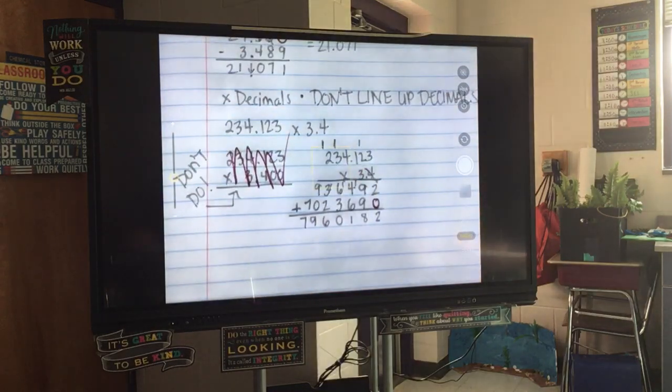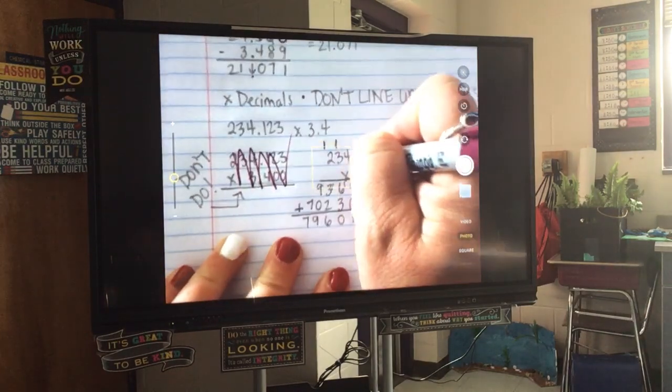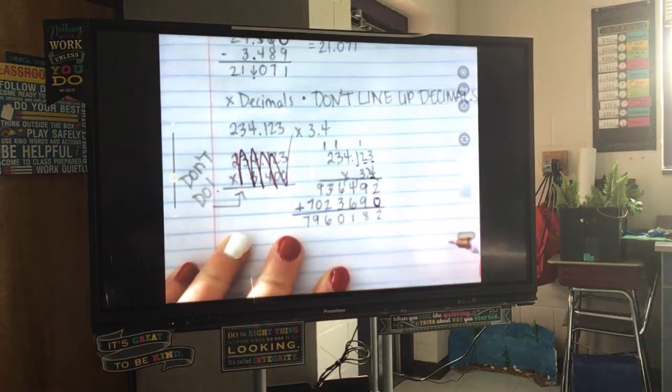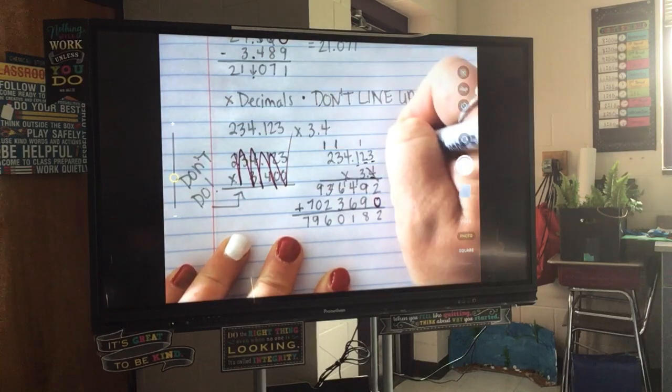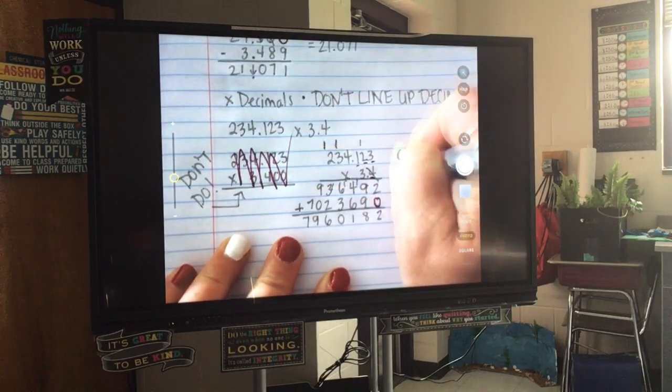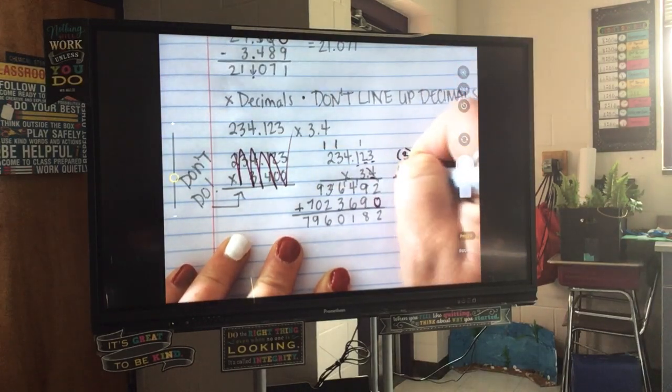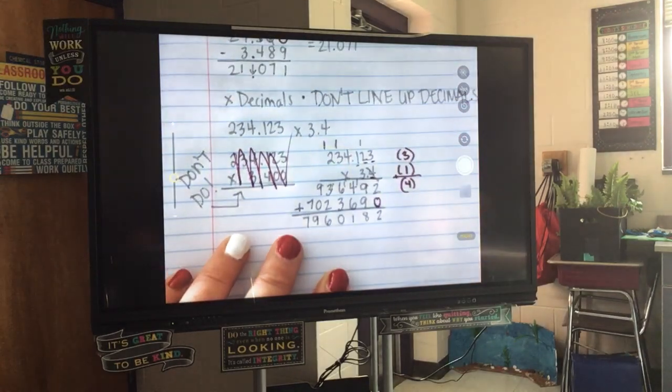Alright, Callie, where do I get my decimals from, and how do I know how many to move back in? Okay, so I have 1, 2, 3, 4 decimal places to the right, correct? Because I have 3 in this one, and I have 1 in this one, so I'm gonna add those together, and I'm gonna get 4. So now, Callie, what do I do?